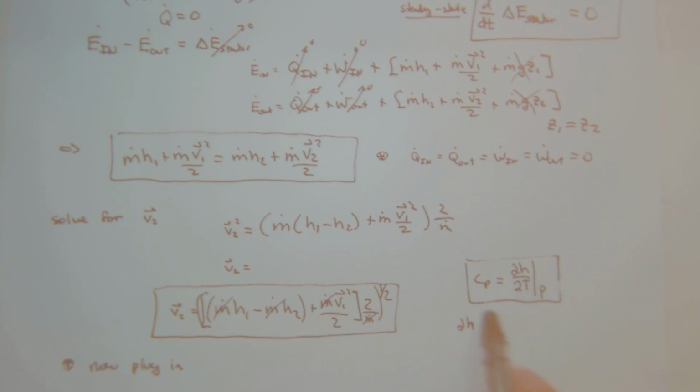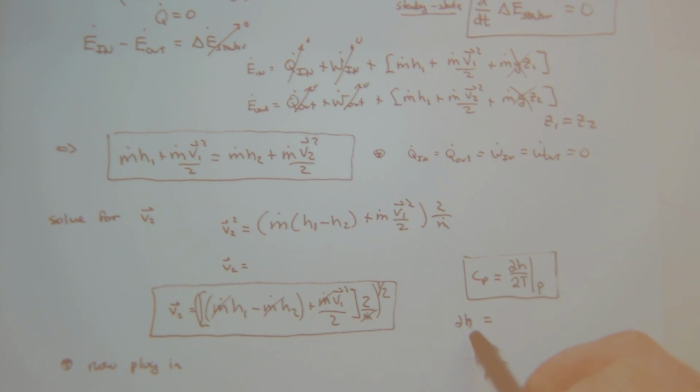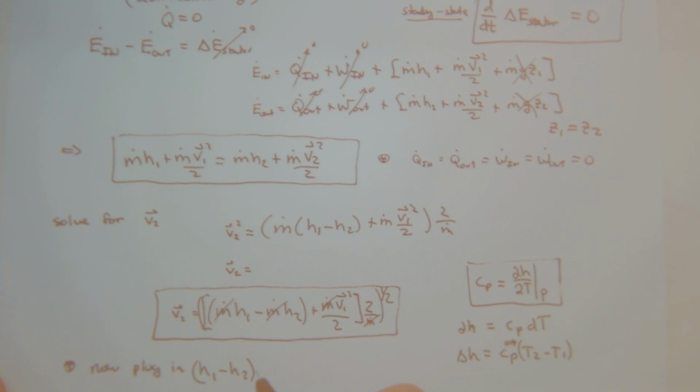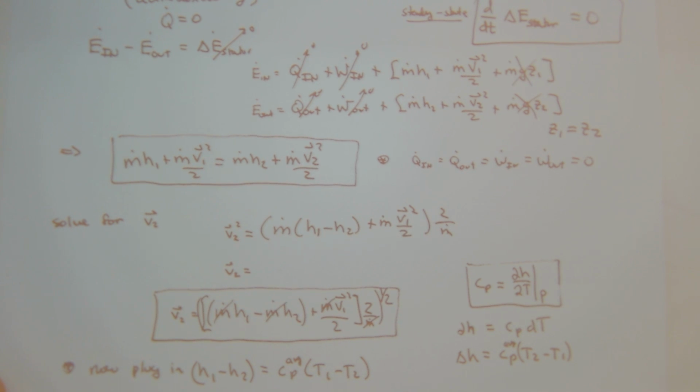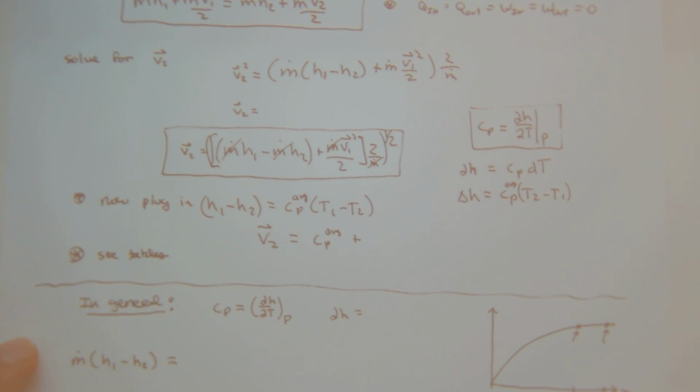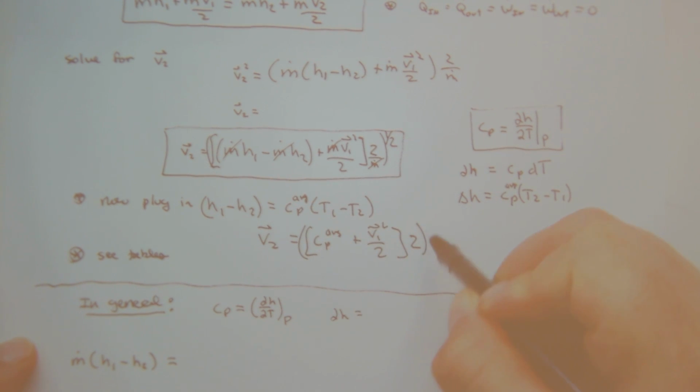So I have this expression for the heat capacity at constant pressure, so I can redo this. I have partial H equals Cp dT, or delta H equals Cp times T2 minus T1. And this would be the average heat capacity. So taking this type of approach, we can now plug in H1 minus H2 equals Cp average times T1 minus T2 into this expression, and so we get V2 equals V1 squared over 2 times 2 1/2.